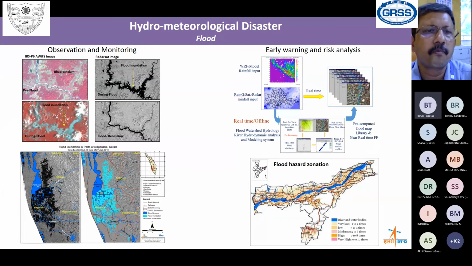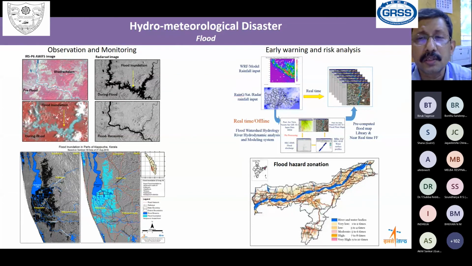So we have the various observation and monitoring, and I'll just give an example of the work which we did for Kerala in 2018 when we had that Kerala flood. We could identify, even during the clouded period, the areas which were inundated as a result of the flood. And it's not just the inundation, but the duration of the inundation could also be identified.